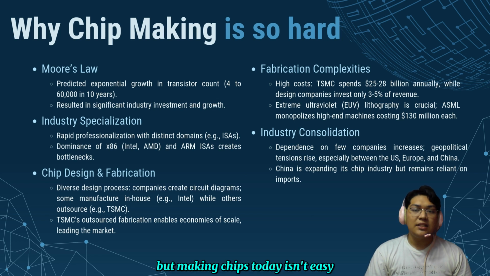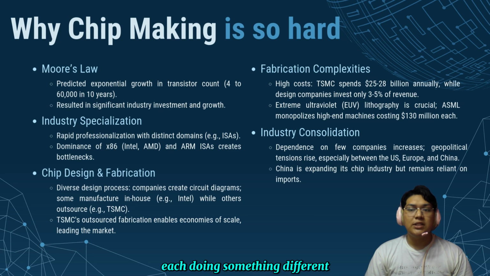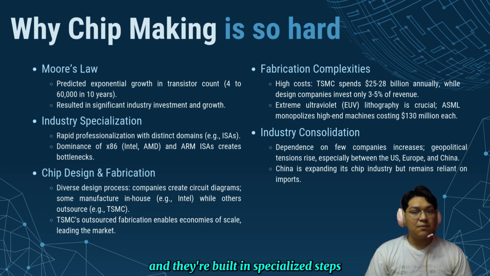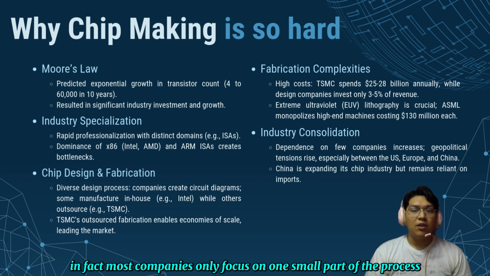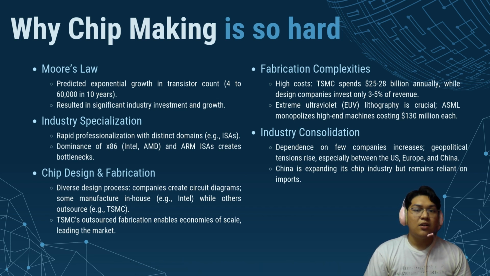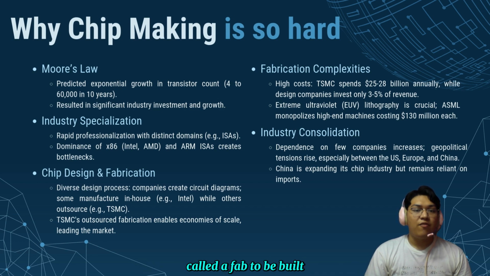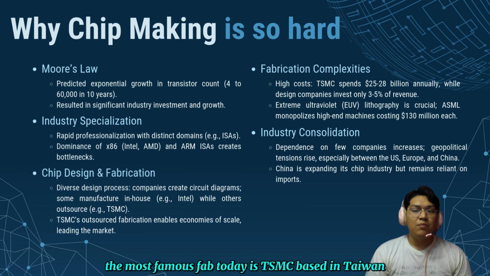But making chips today isn't easy. It's one of the most complex tasks in modern manufacturing, as each chip requires thousands of tiny parts, each doing something different, and they're built in specialized steps. In fact, most companies only focus on one small part of the process. For example, companies like Intel design the chip's language, called an instruction set, which helps the chip communicate. But once the design is ready, it's usually sent off to a separate company, called a fab, to be built. The most famous fab today is TSMC, based in Taiwan.